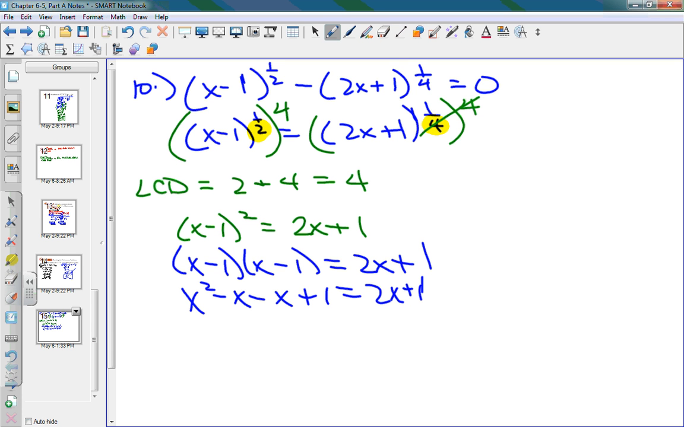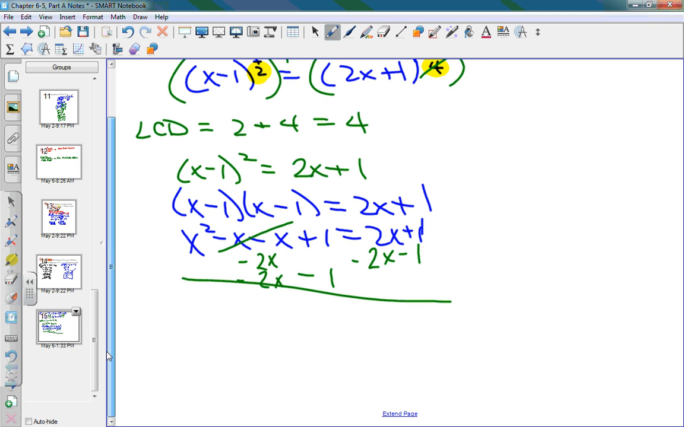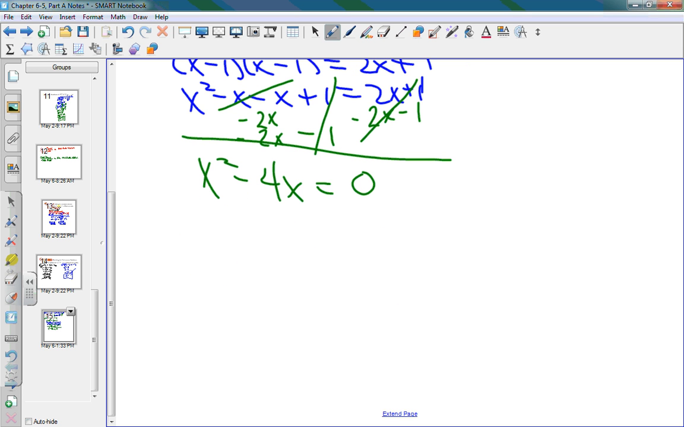Now what do you do? Combine like terms. Well, this over here is going to give me a -2. And now what do you do? I am going to subtract 2x and subtract 1. So x squared minus 4x, my 1's cancel out, and my right-hand side is equal to 0. Yeah, sure, there's going to be something else. I can pull out an x. So that's going to give me x times x minus 4 is equal to 0.